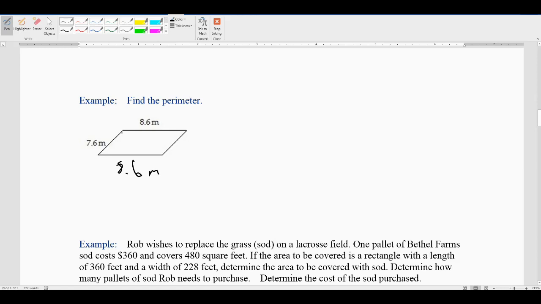And this side is 7.6 meters, and this side is also 7.6 meters. So what that means is, to find the perimeter, P stands for perimeter, A stands for area, I'm going to take those 4 sides, 8.6 plus 7.6 plus 8.6 plus 7.6, and add them together.